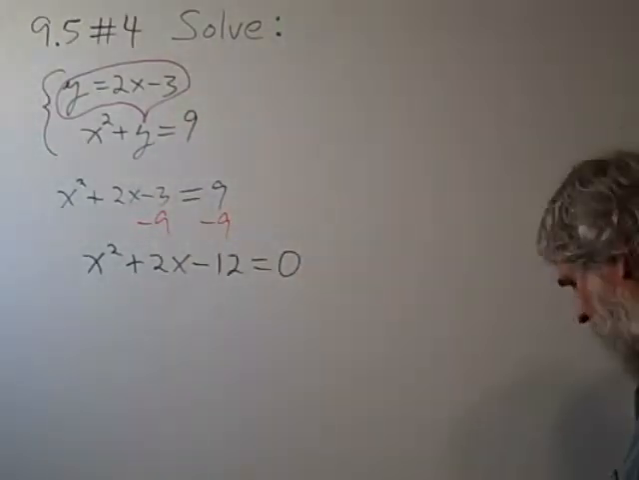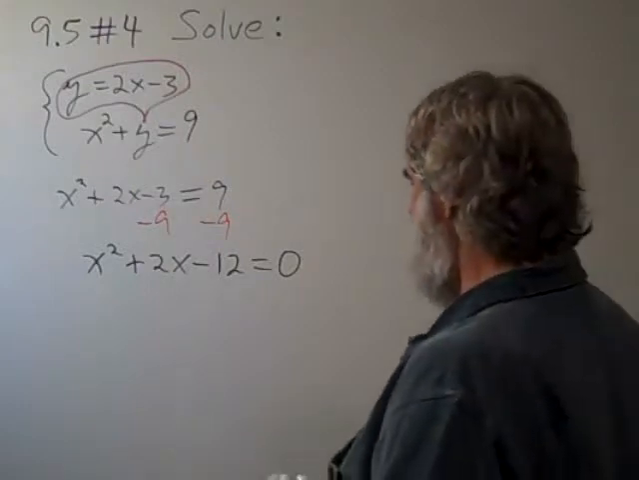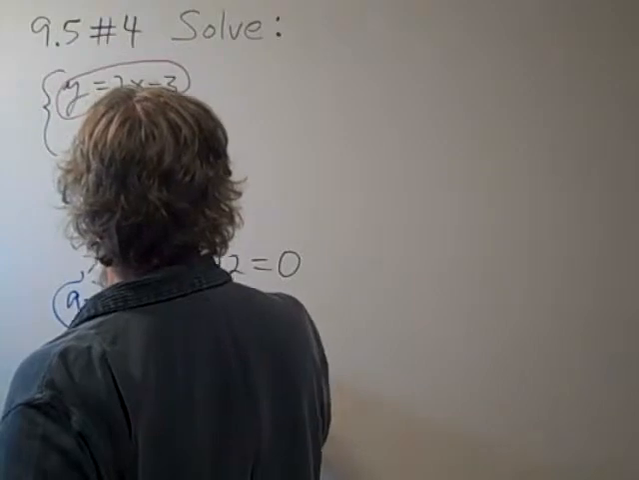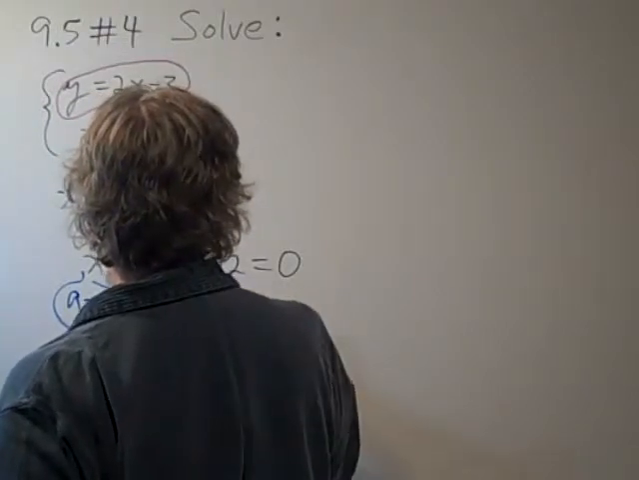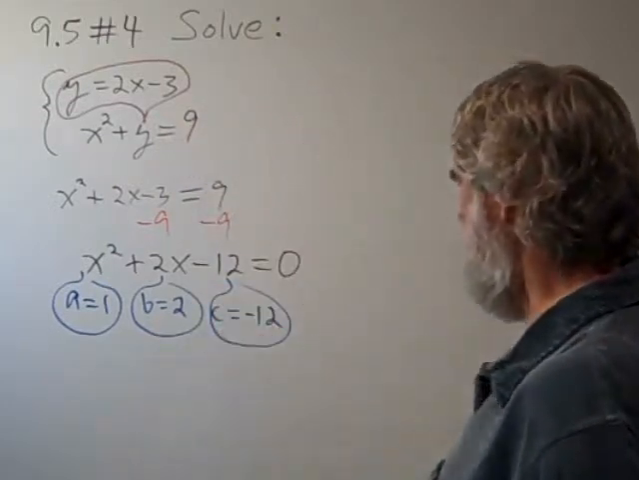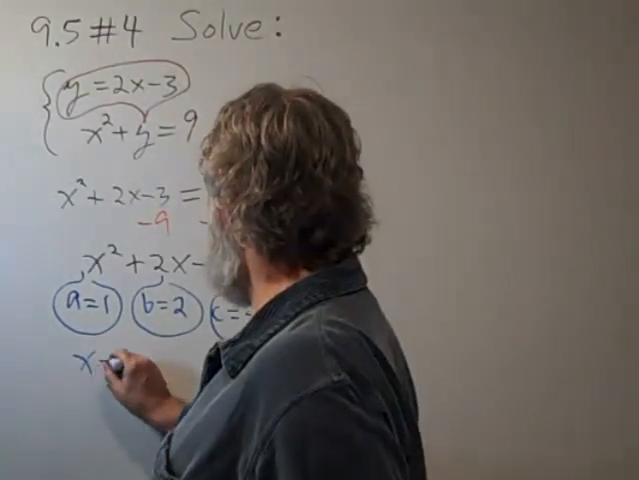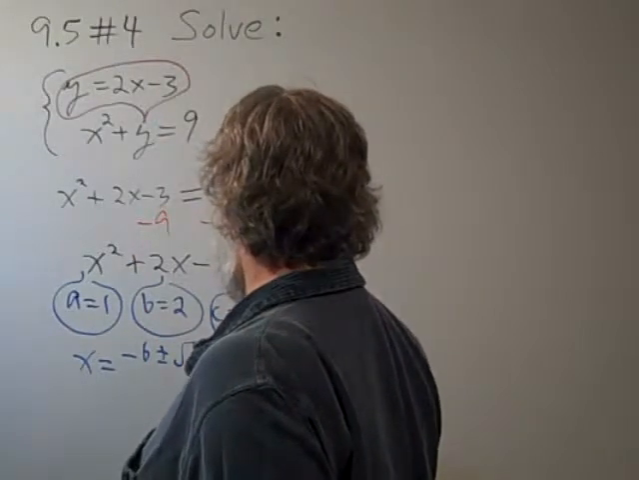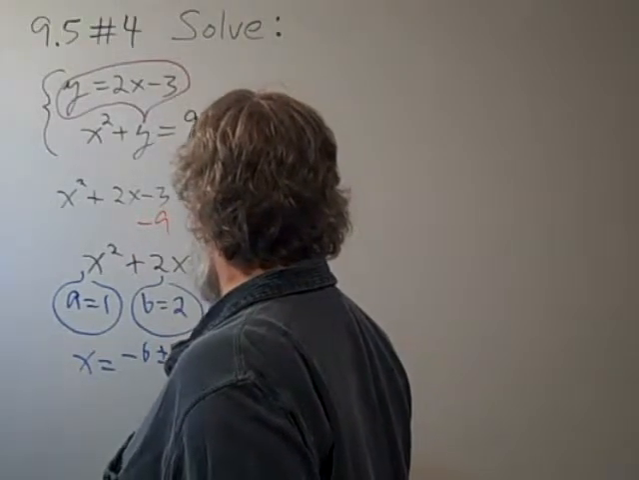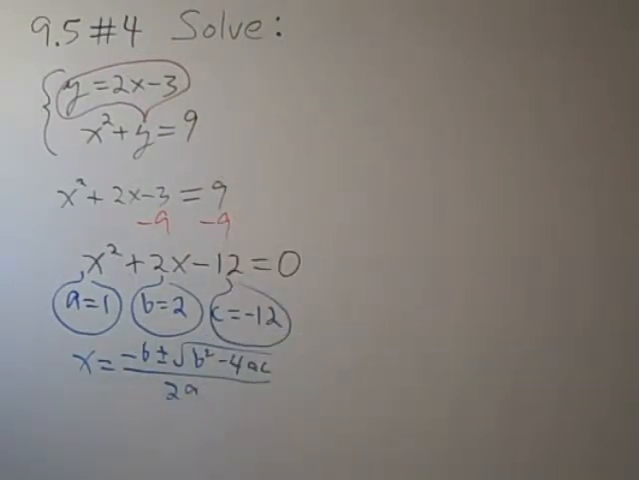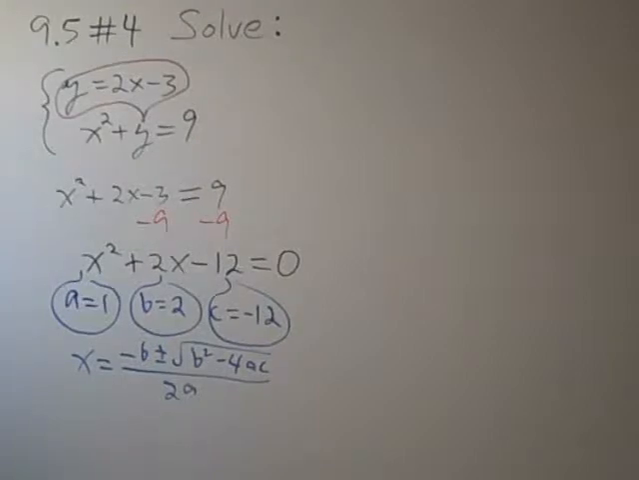And that's a quadratic equation with a equal 1, b equals 2, and c equal to negative 12. And then, of course, we know that x will equal negative b plus or minus the square root of b squared minus 4ac, all divided by 2a. That's the quadratic formula. And now we can apply it to find the solution to our quadratic equation.